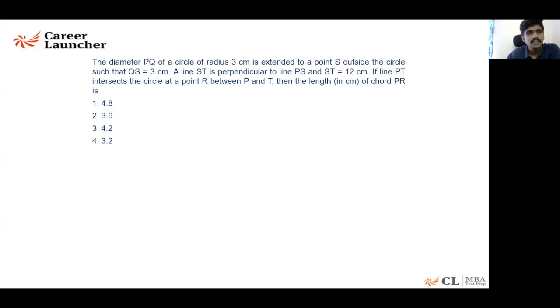Question 3. The diameter PQ of a circle of radius 3 centimeters is extended to point S outside the circle such that QS is equal to 3 centimeters. First of all, it is a question of geometry, so draw the circle. Draw the diagram. So let's get started with the diagram.